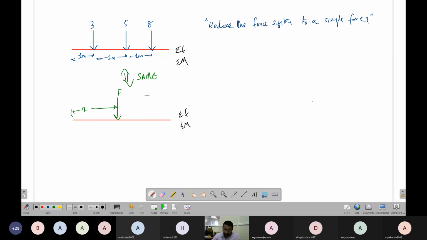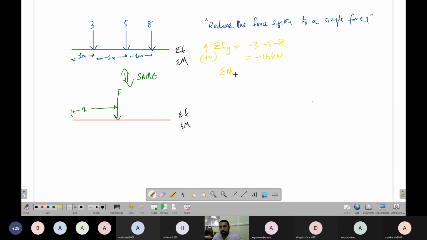Okay, so if I solve this quickly, what is the summation of forces in the y direction? What is positive? So -3, -5, -8 is the net force, so that means it is equal to -16.